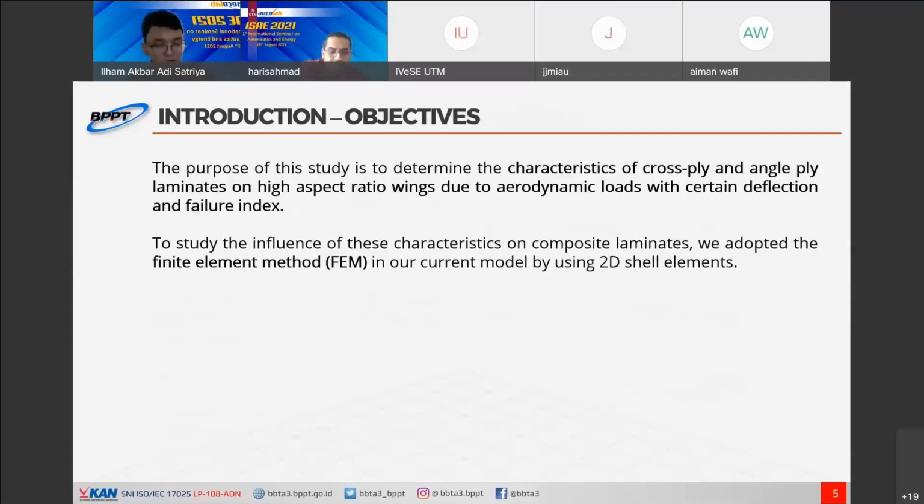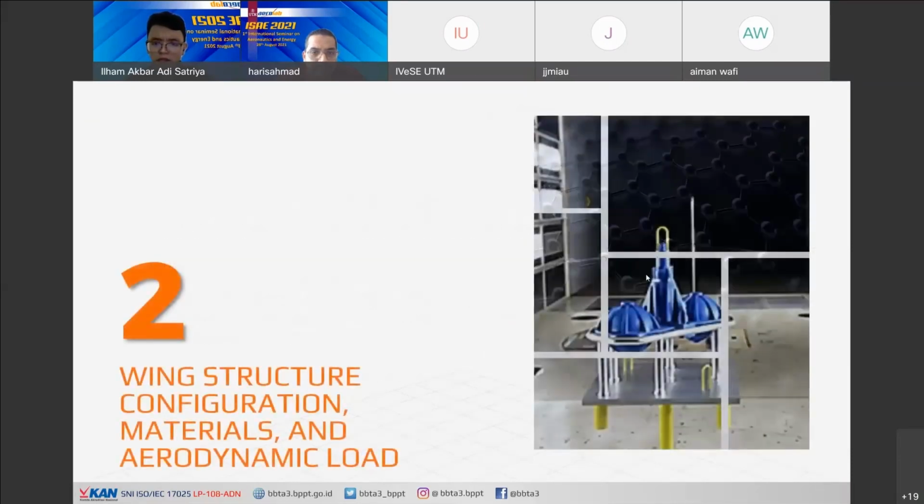And then the objective of this research is to determine the characteristics of the cross-ply and angle-ply laminates on the high aspect ratio wing due to aerodynamic loads, with a certain tip deflection and failure index. This study will be performed by the finite element method, and we will use a model with 2D shell elements. And then in the second chapter, we will talk about the wing structure configuration, material, and aerodynamic loads.